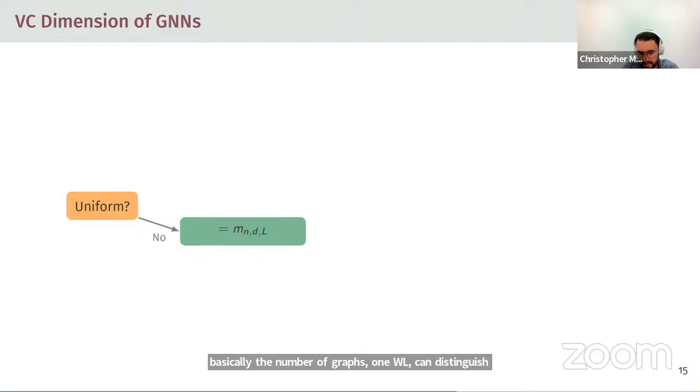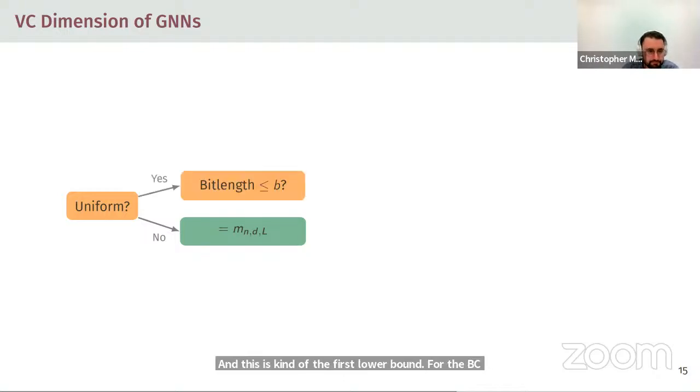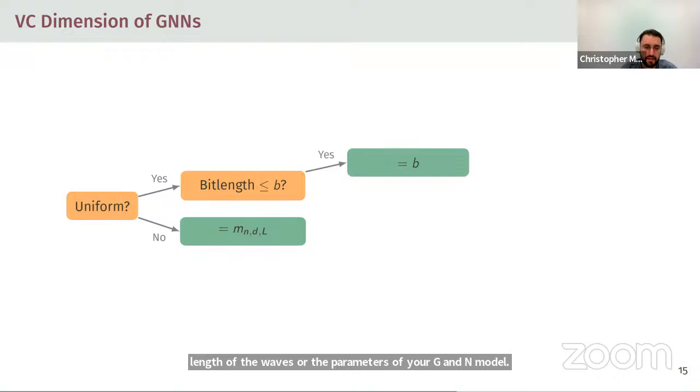And the interesting thing here is that we were not only able to prove an upper bound, we were also able to prove a lower bound. And this is kind of the first lower bound for the VC dimension of GNNs. And then if you work in the uniform setting, we first look at the bit length, so the maximal encoding length of the weights or the parameters of your GNN model, and assume the bit length is smaller than B. Then we were able to show that there exists a GNN architecture such that its VC dimension is, again, lower and upper bounded by the bit length.